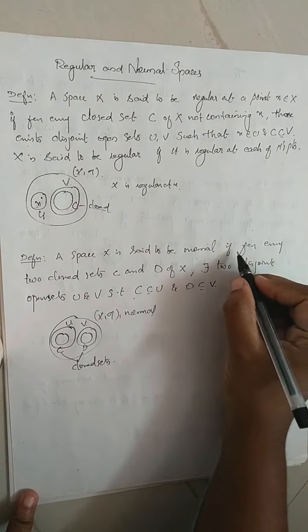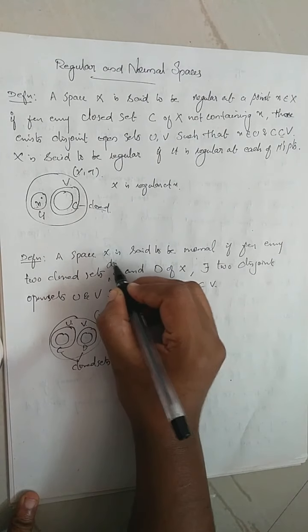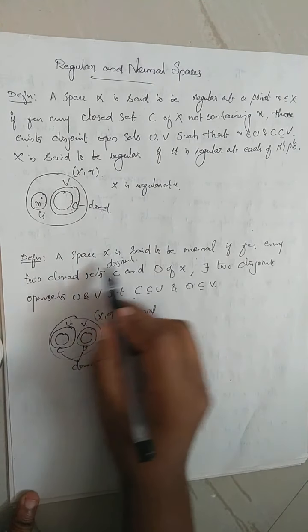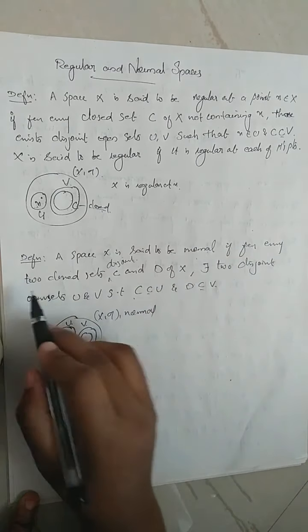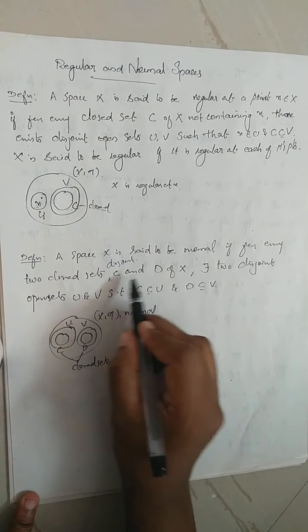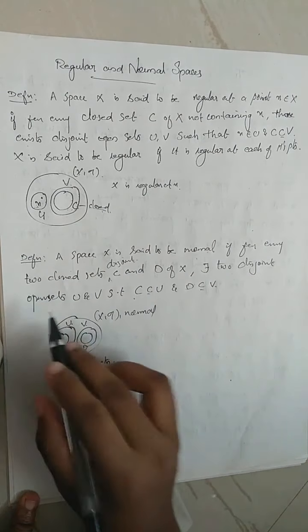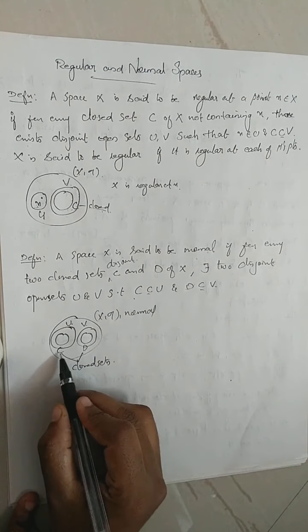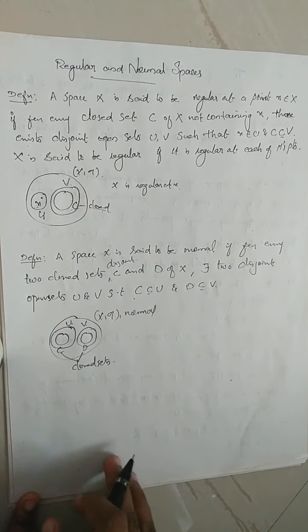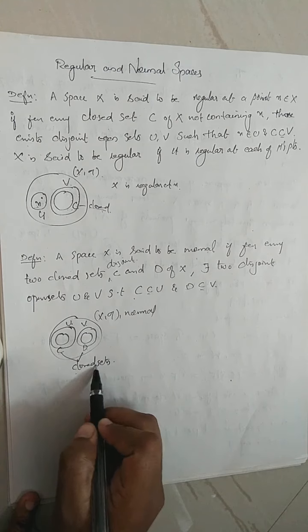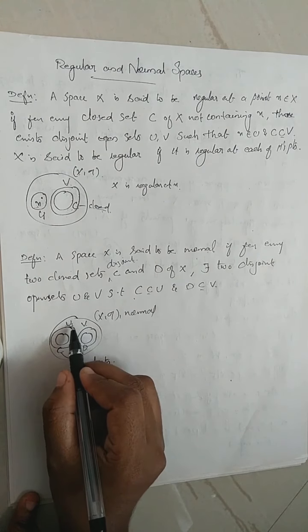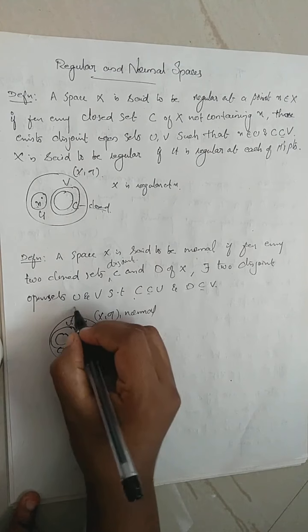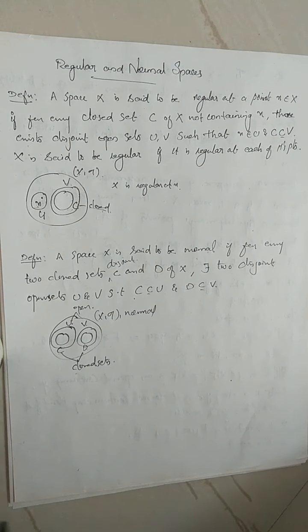For every two disjoint closed sets, X is said to be normal if for every two disjoint closed sets C and D of X, there exist disjoint open sets U and V such that C is contained in U, D is contained in V. Remember, C and D are disjoint, U and V are disjoint. If C and D are disjoint closed sets, then there will exist two disjoint open sets U and V, open, okay. So this is the definition of normal spaces. Ready? Then we will see some examples.